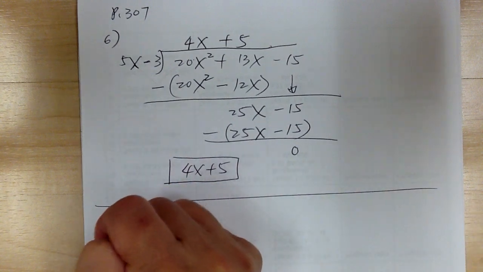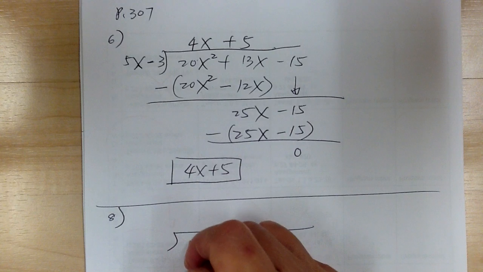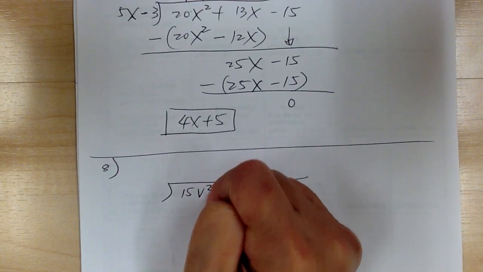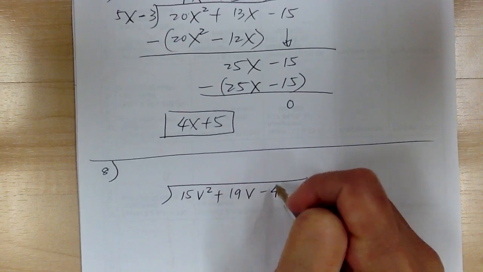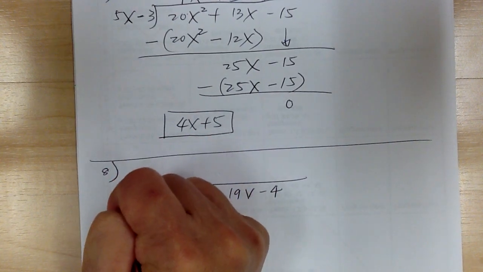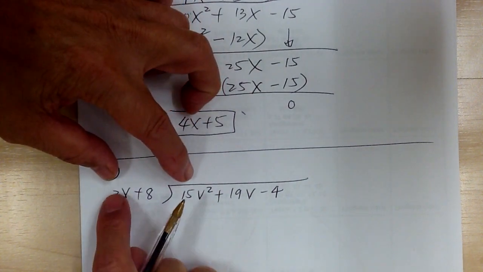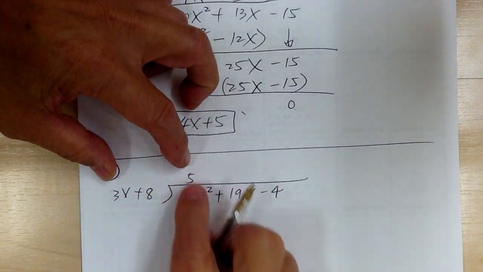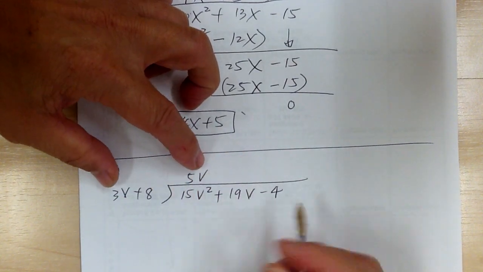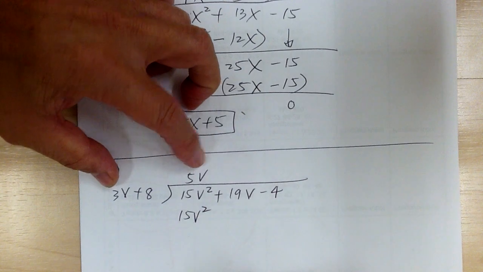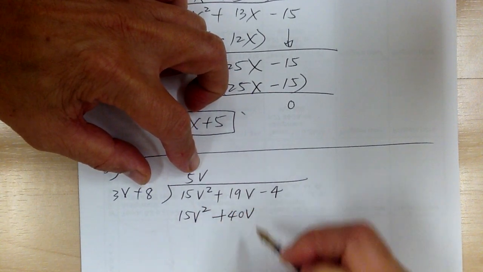Okay, let's go to number 8. You have 15v squared plus 19v minus 4 divided by 3v plus 8. Okay, so you can look at the first term. So 3 times 5 will give you 15. V times v will give you v squared. So that's going to multiply out. So you distribute, so it will be plus 40v.